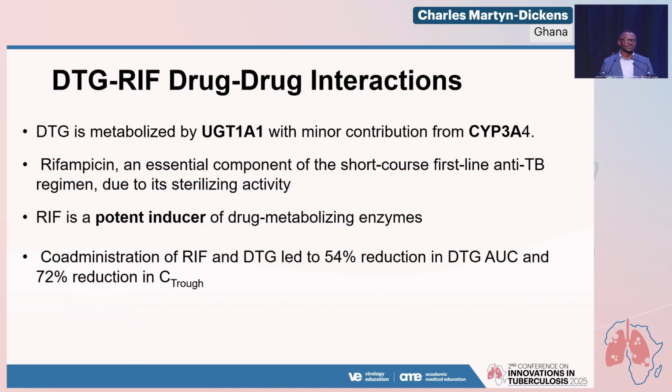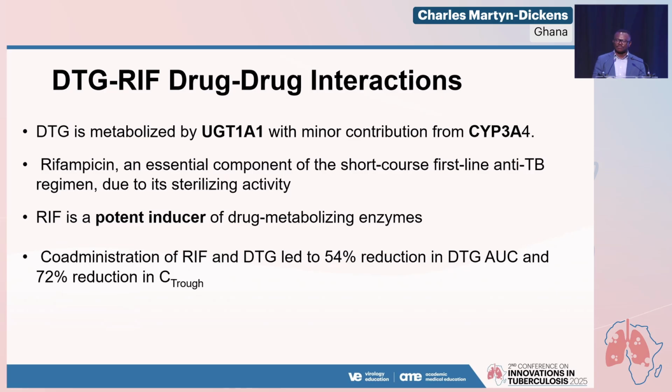We know Dolutegravir to be a second-generation INSTI, which is an integrase strand transfer inhibitor. And DTG is metabolized by these two enzymes, with UDP glucuronosyltransferase 1A1 being the major contributor. Rifampicin, we also know to be an essential component of the first-line anti-TB regimen due to its sterilizing activity. It is also a potent inducer of these enzymes.